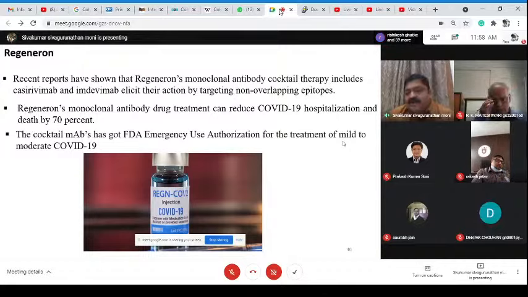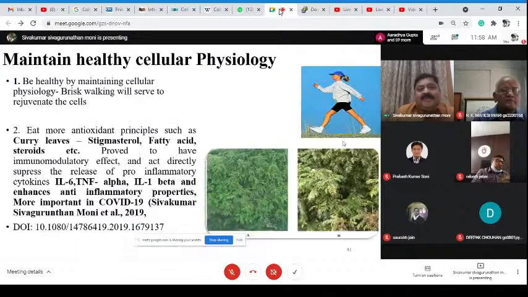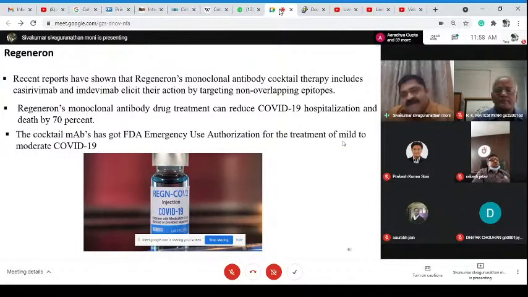The cocktail mAb has got FDA authorization to use in mild to moderate COVID-19. I think it is now withdrawn from the approval due to some complication. But anyway, clinical trials are still going on. The monoclonal antibody is showing many effects, but even so, its utilization against SARS-CoV-2 virus infection is a question for blocking the infection.